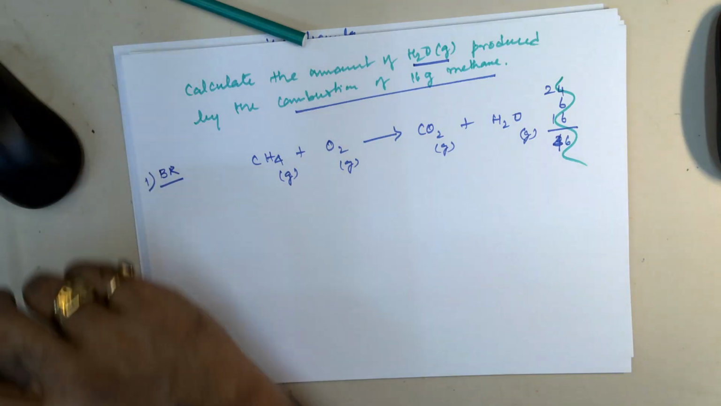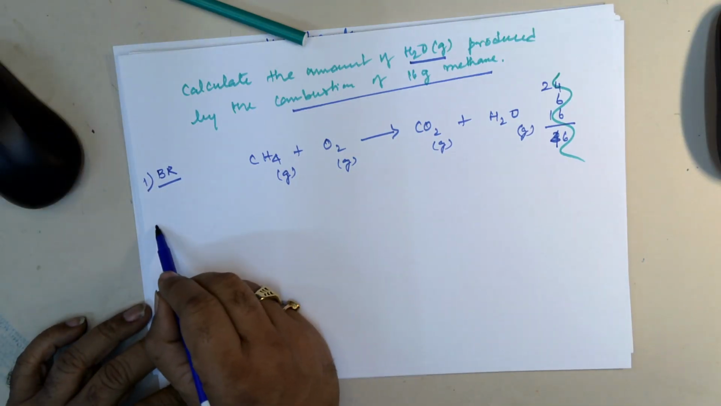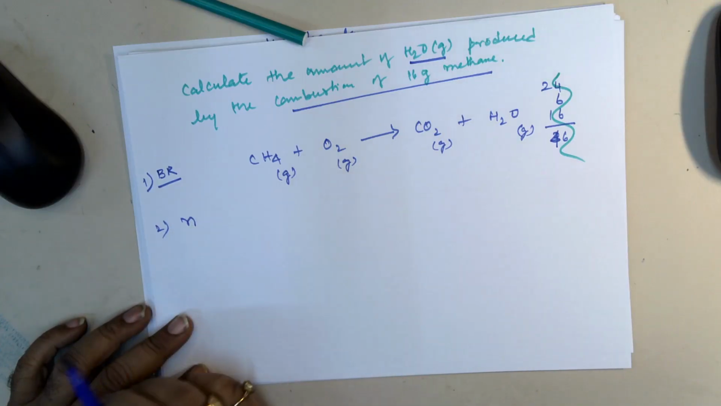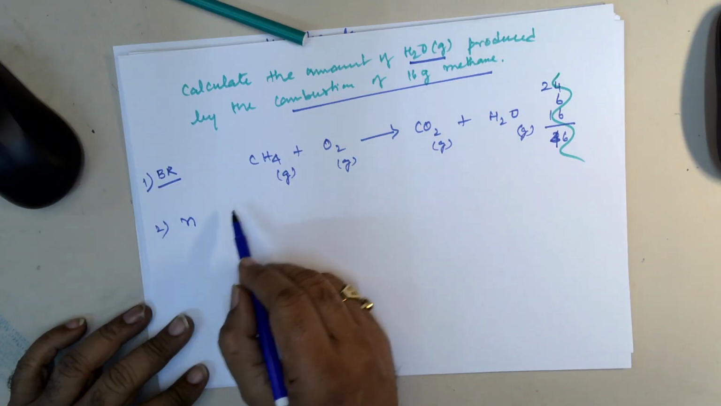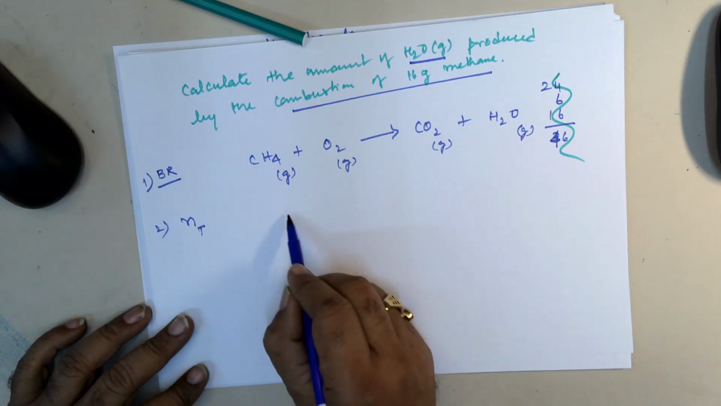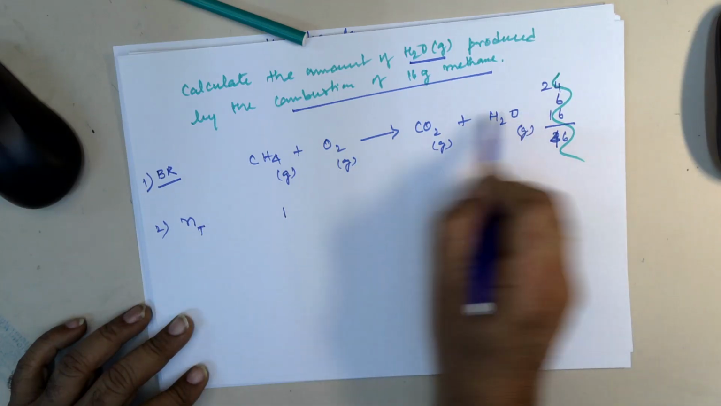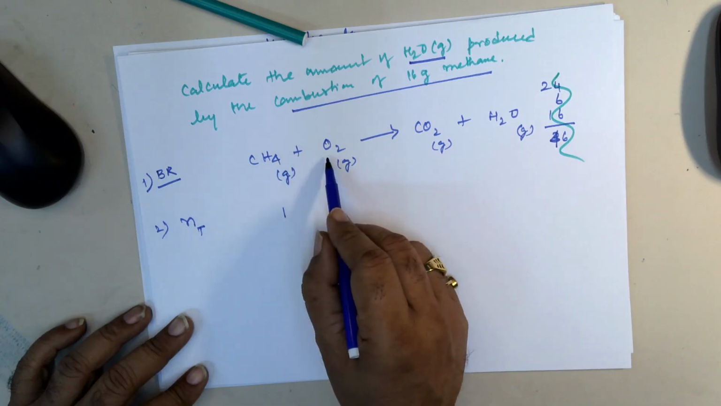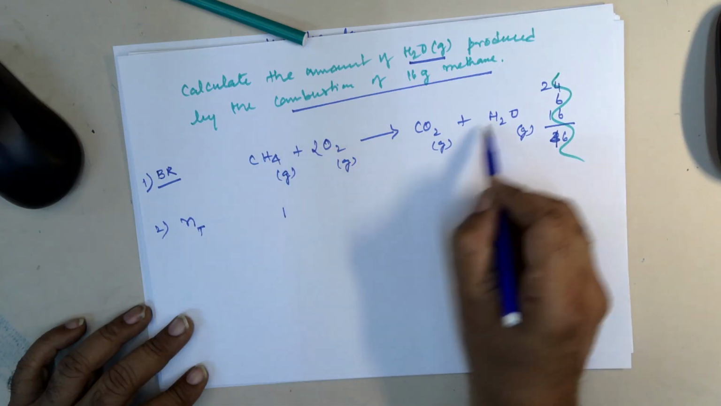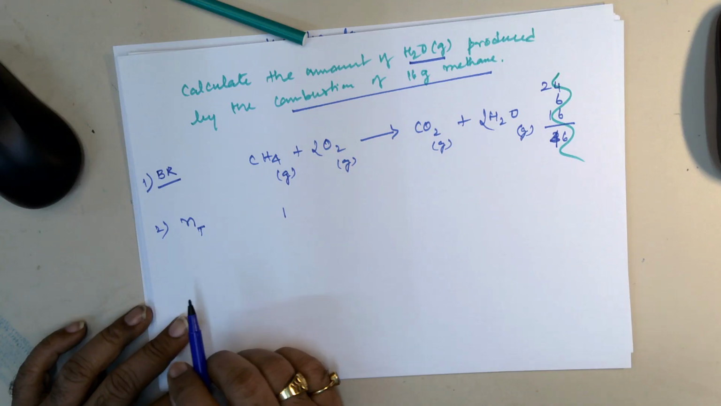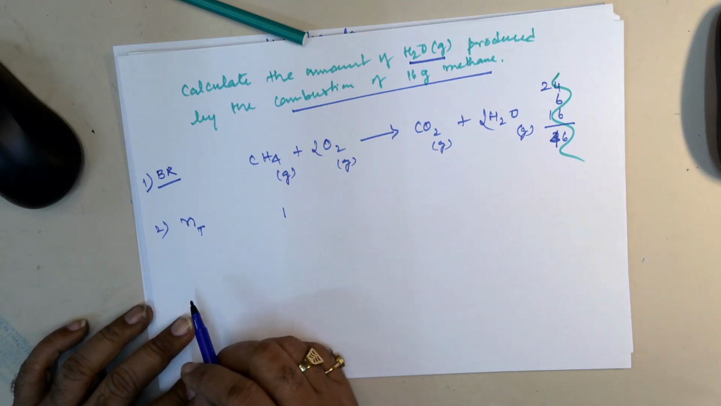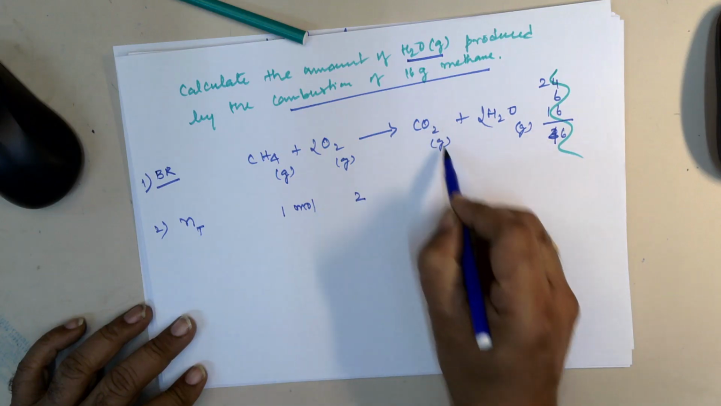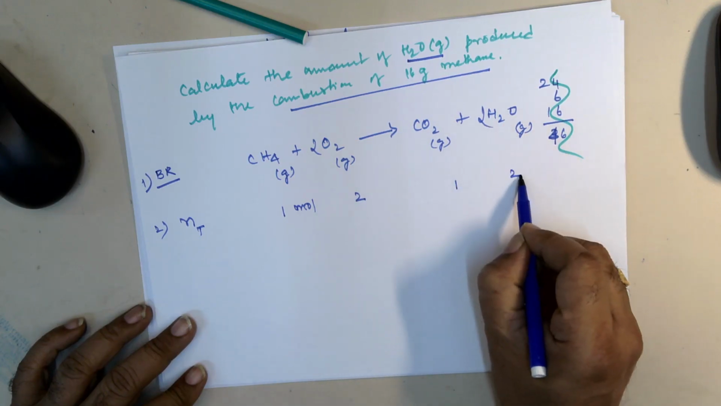Shall I proceed? Now let us move to the next step. What is the next step? You have to find out the molar ratio, is it not? n, theoretical mole, 1 mole. And before that, you have to balance this reaction. So CH4, so you can put 2, is it not? And here put 2. That's all. Okay. Now it's perfectly balanced. So 1 mole. What about this? 2 mole. Here, 1 mole. Here, 2 mole. Right?